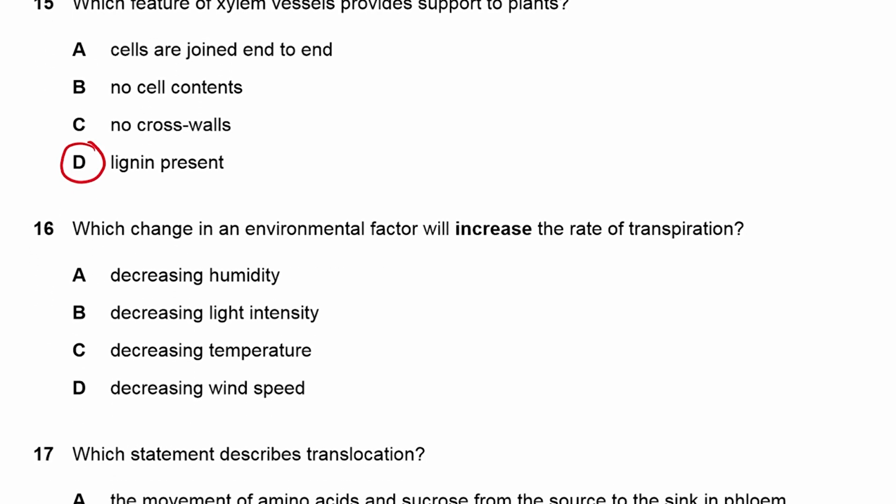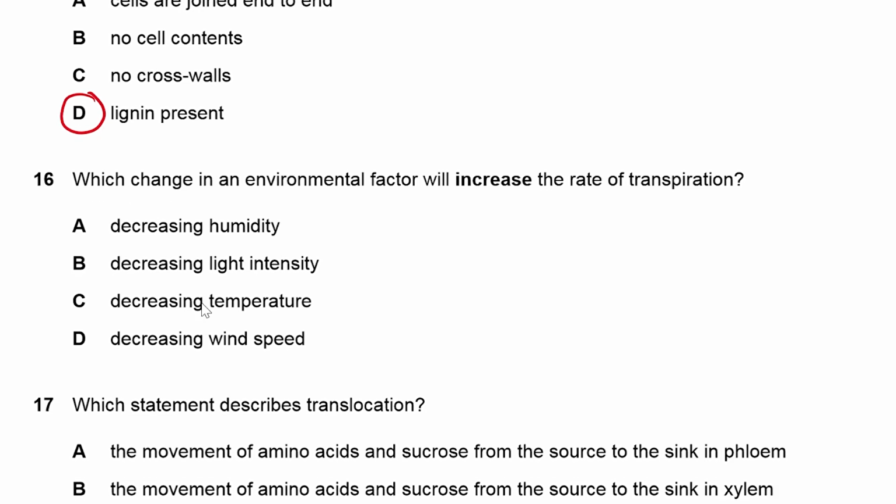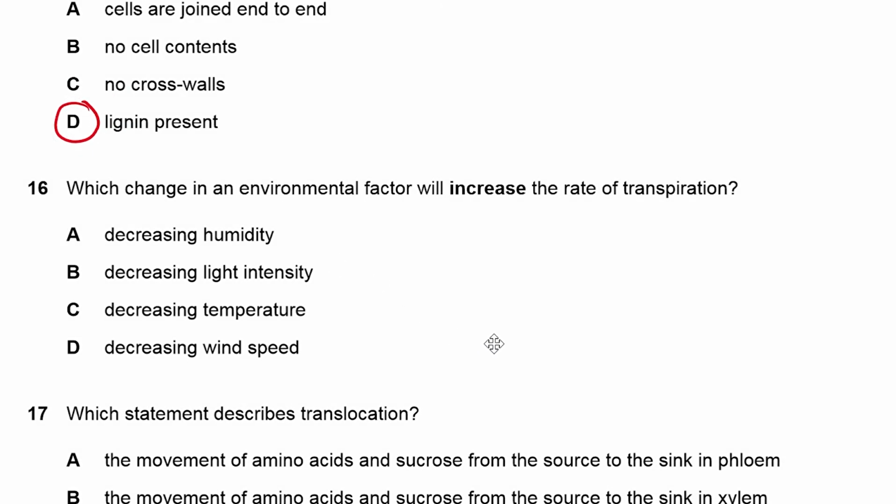Number 16 says, which change in an environmental factor will increase rate of transpiration? Is it decreasing humidity, decreasing light intensity, decreasing temperature, or decreasing wind speed? When wind speed is increased, transpiration increases. Increasing temperature also results in more loss of water, hence transpiration will increase. Decreasing light intensity does not affect transpiration. Now, humidity. When humidity is decreased, it means there's less water vapor present in the atmosphere. So when it is decreased, it means we'll have increased rate of transpiration. So it will be A. Our choice here will be A.